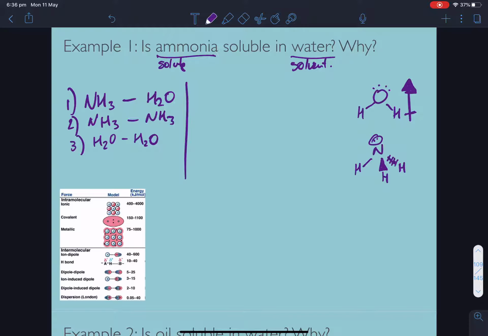Each of those bonds is polar, and they are equal, but they're not totally opposite. There's a net upwards dipole there in that direction. Okay, so there's our two molecules.